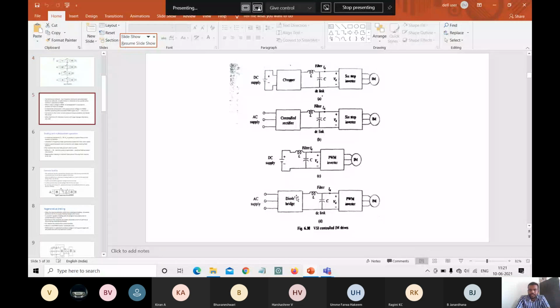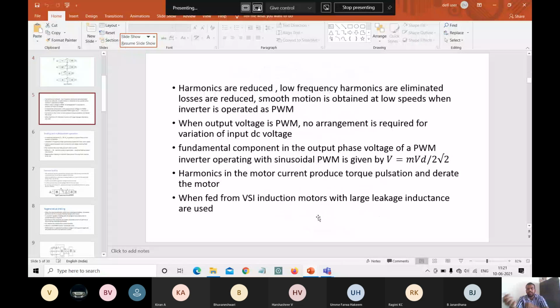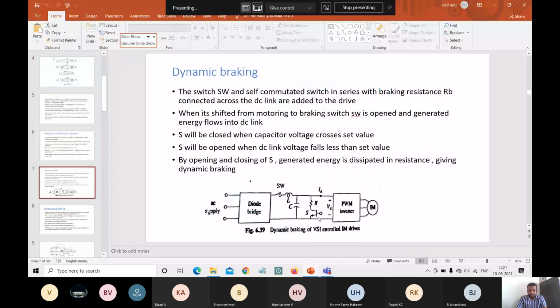For dynamic braking, how actually the dynamic braking process takes place in our induction motor, that we will go through now. Here I am going to consider the pulse width modulator with dynamic braking. Here for the dynamic braking, there is the switch SW.